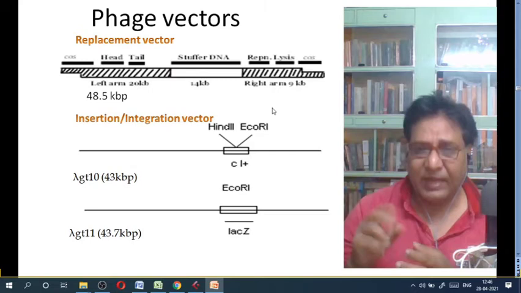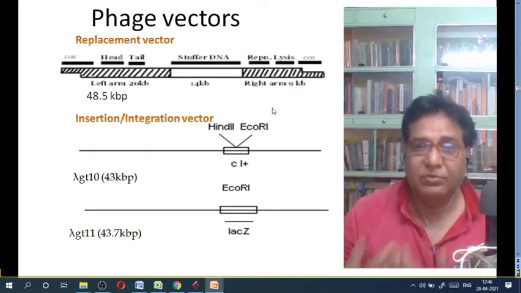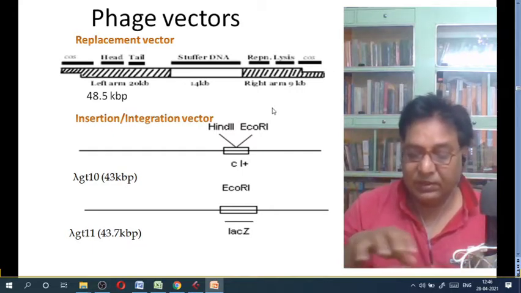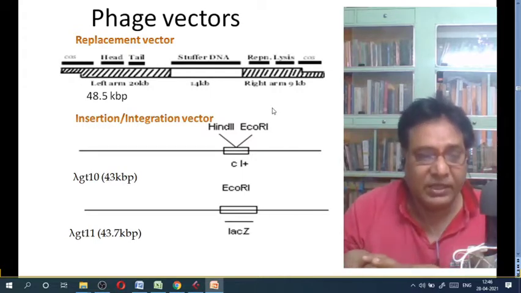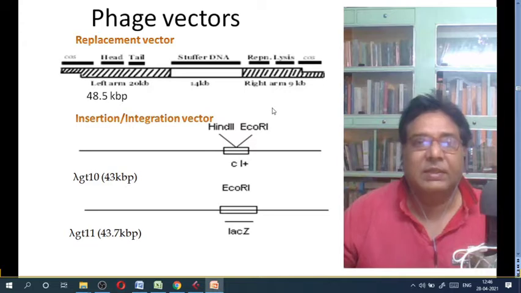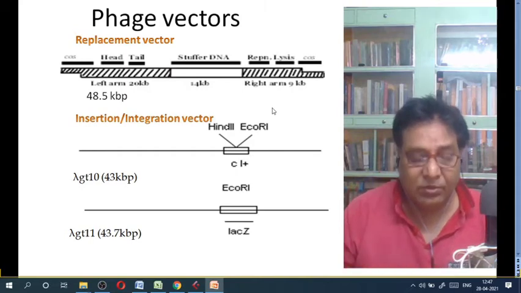Those are called plaques. And if you delay a little bit, if you leave that plate like that, and allow them to grow further, then what will happen? Each of the plaques will grow. They will continue lysing the surrounding cells, and the plaques will merge together, and the whole plate will become empty. They will eat up the entire bacterium. So that is not desirable for cloning purpose.